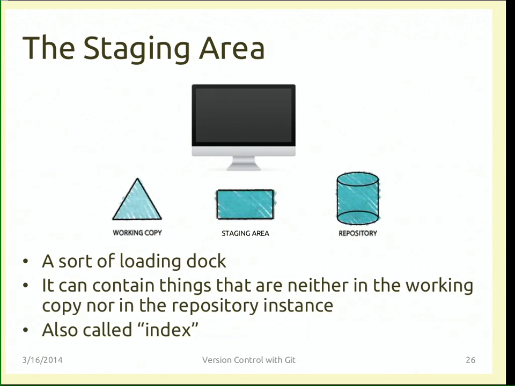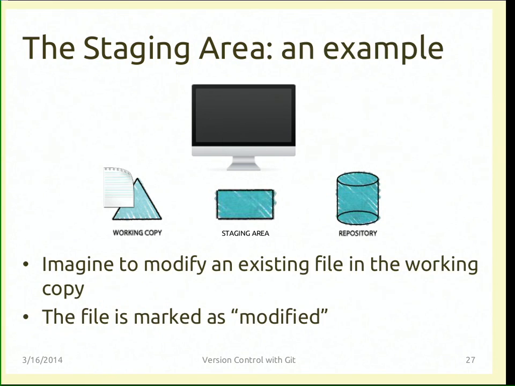This operation puts the file in the so-called staging area that is typical of Git. The staging area, a quick parenthesis, is a sort of loading dock and contains things that are neither in the workspace nor in the repository. The staging area is also called the index. So imagine modifying an existing file. He added this main.py. Before committing, he starts modifying the file because he found a bug. So he modified the file, and Git marks this file as modified. It's not the file stored in the repository. It's modified.